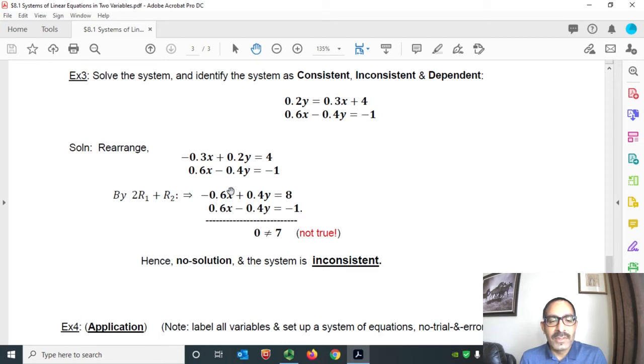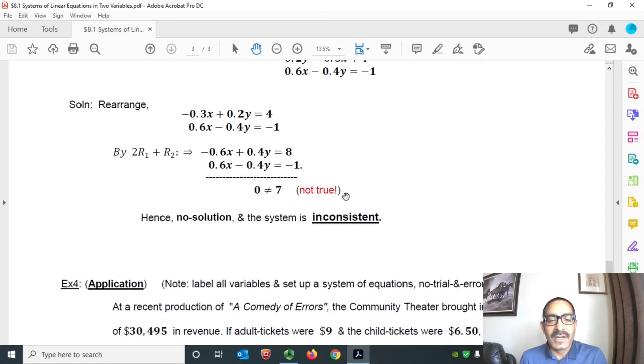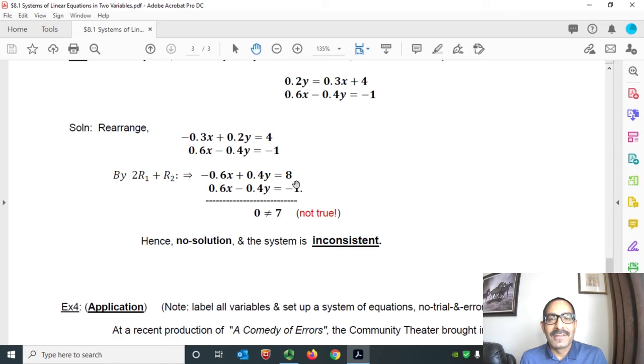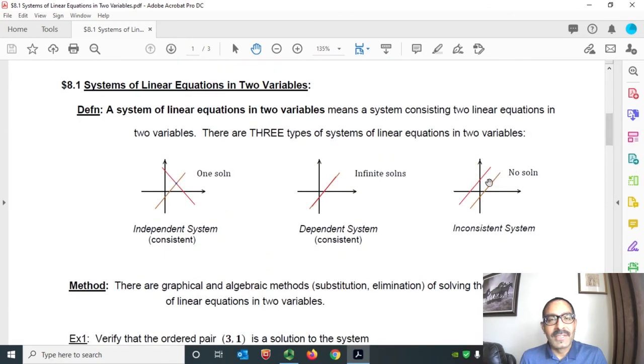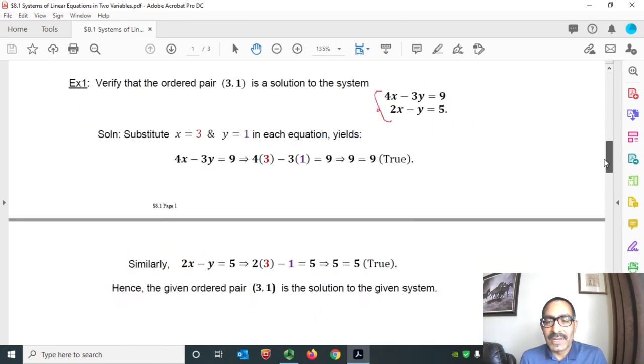Add these two equations. The x terms cancel out, the y terms cancel out, so the left side is 0 and on the right side 8 minus 1 is 7, but this is not true, right? 0 is not equal to 7. Hence the system has no solutions and the system is inconsistent. That means these two lines are parallel lines. So let me show you the graph from earlier. Now we have this condition here, no solutions, the third condition. Great. Let me scroll down again.